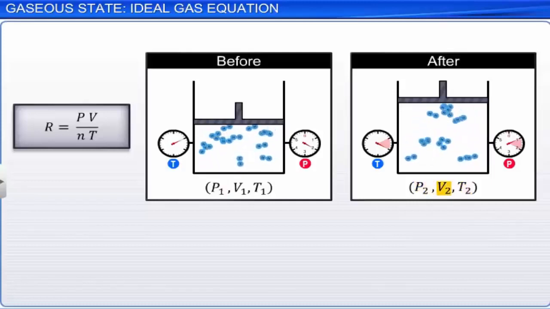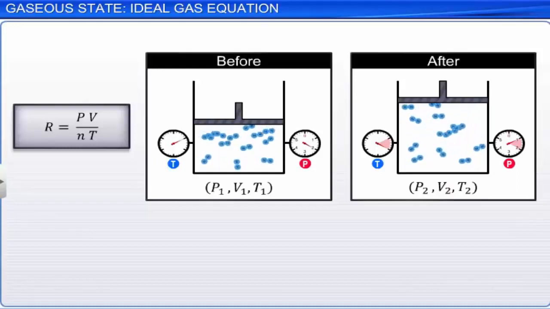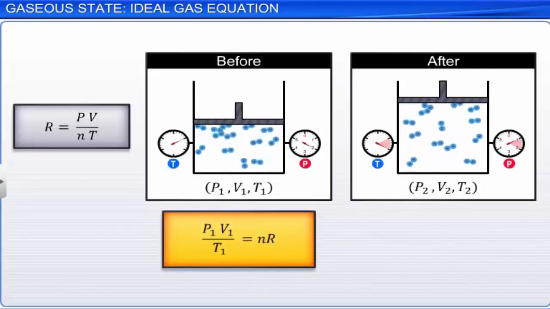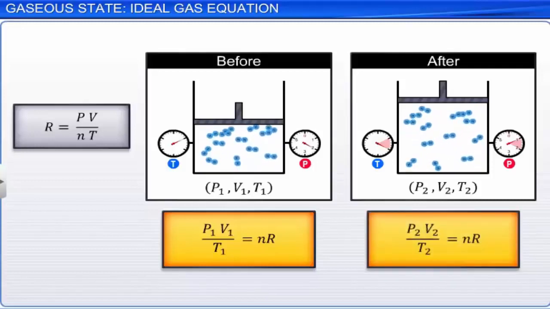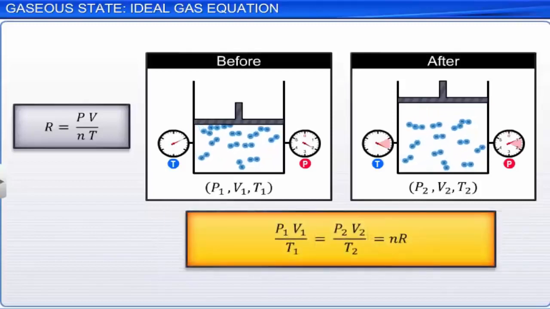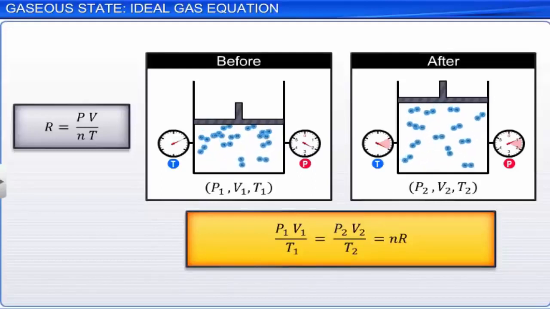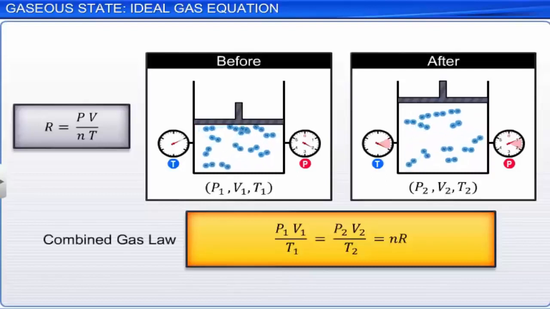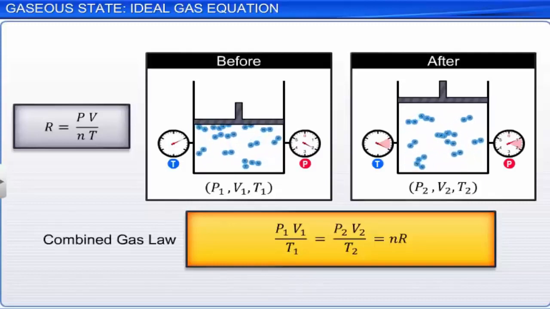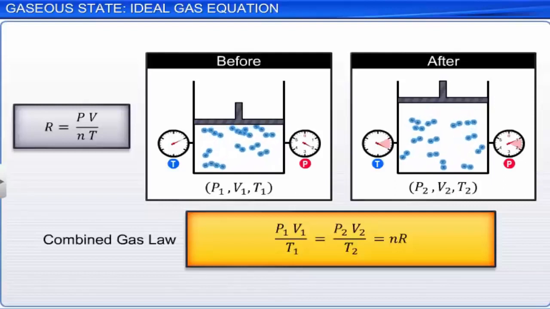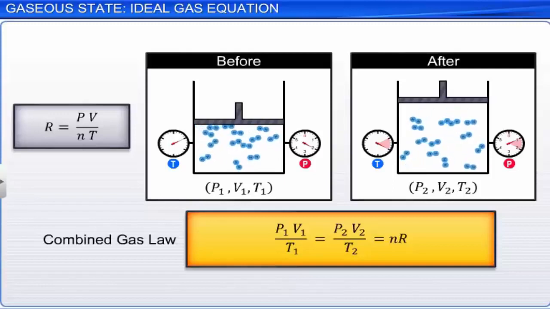P1 V1 by T1 is equal to NR and P2 V2 by T2 is equal to NR. Combining the two equations, we get P1 V1 by T1 is equal to P2 V2 by T2. This equation is known as the combined gas law and is useful in calculating any of the variables if the other five variables are known. So far, we have identified the relationship between volume and the other interrelated properties using the ideal gas equation. Next, let's move on to learn about an equation that relates density and molar mass for a gas.